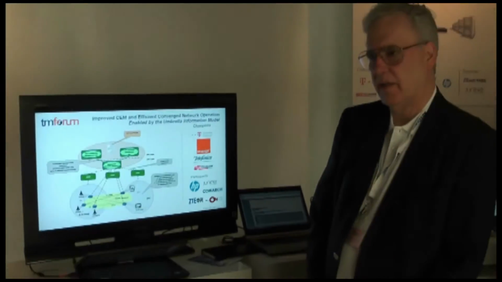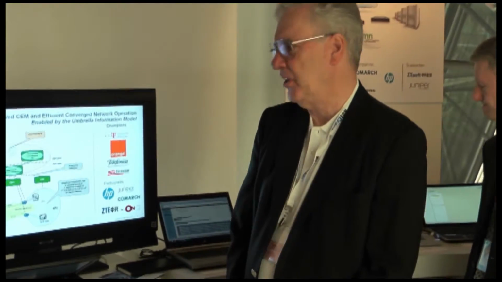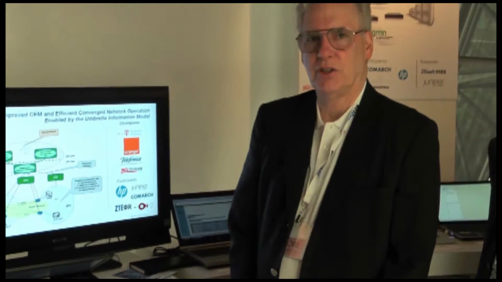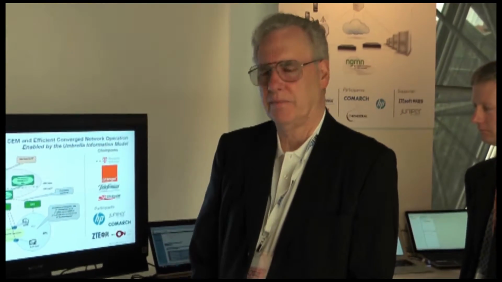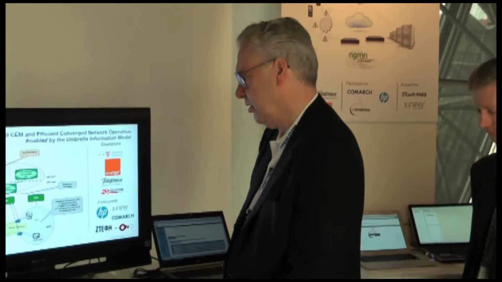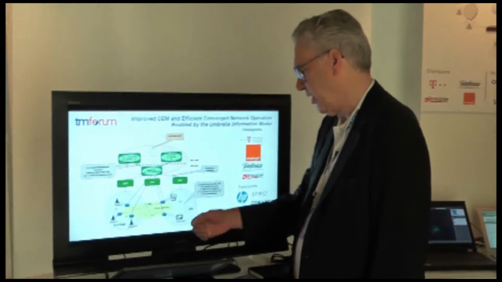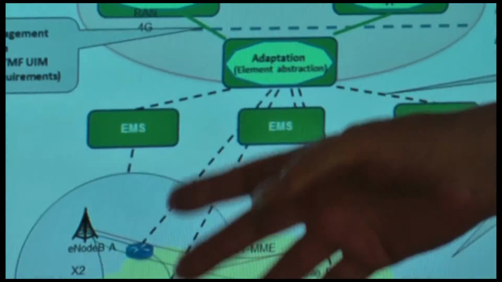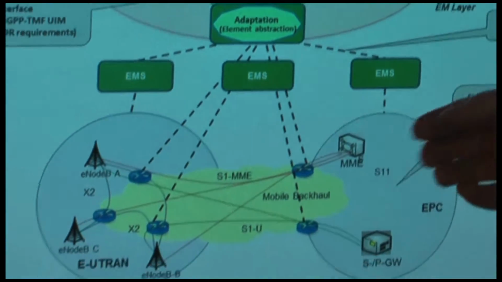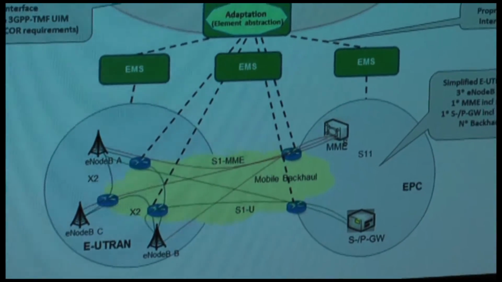It's based on a small network of two E-Node-Bs in the same neighborhood with a coverage gap between them, which requires the installation of a third E-Node-B. When the use case starts, the two E-Node-B network is operating, the transport network supporting it is operating, and they are connected to the MME and serving gateway and the EPC.